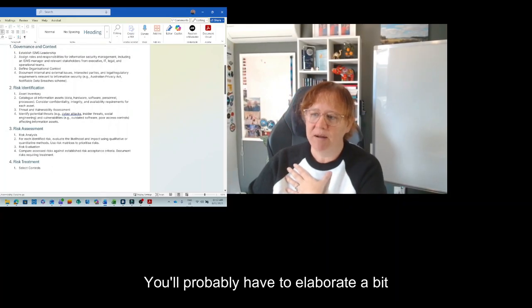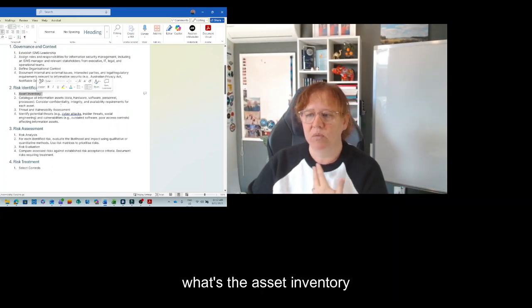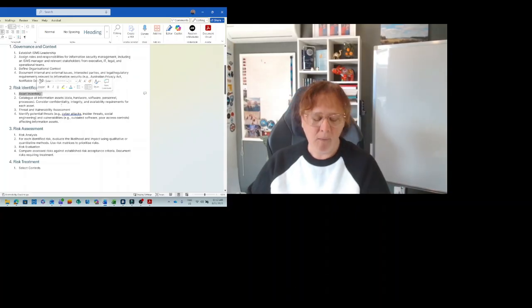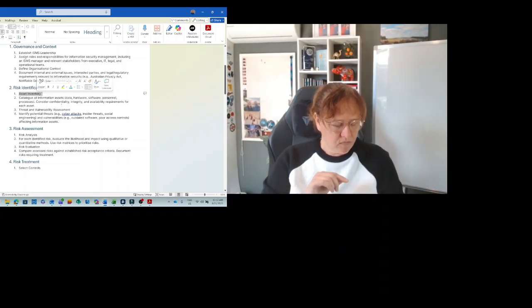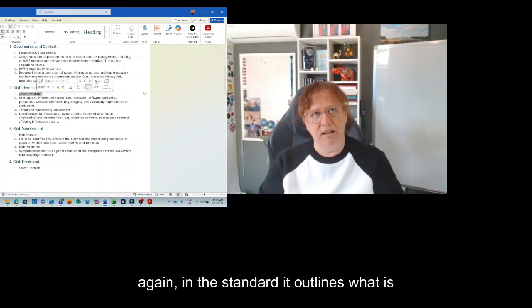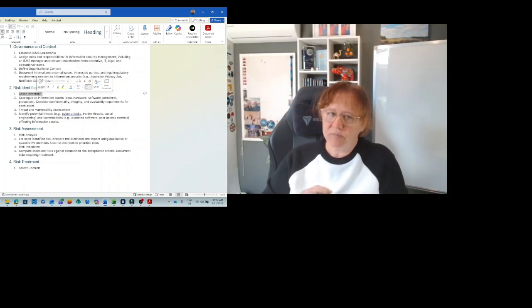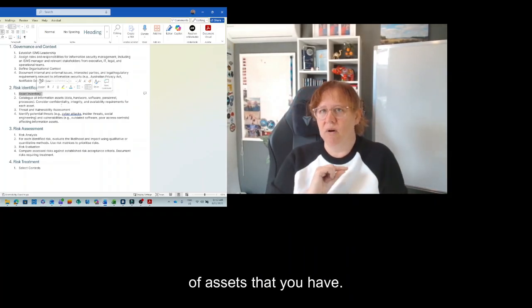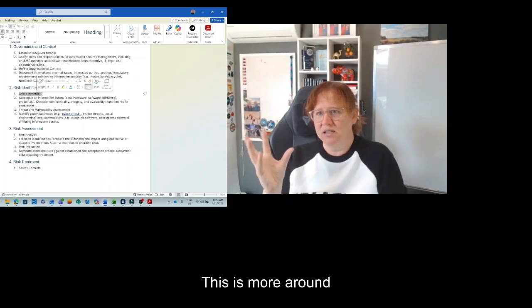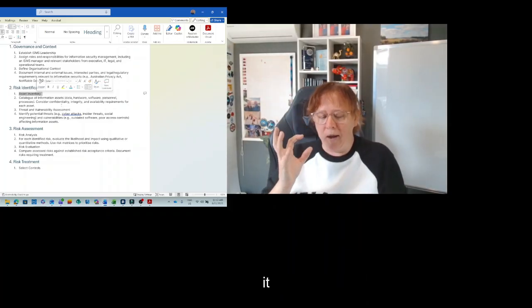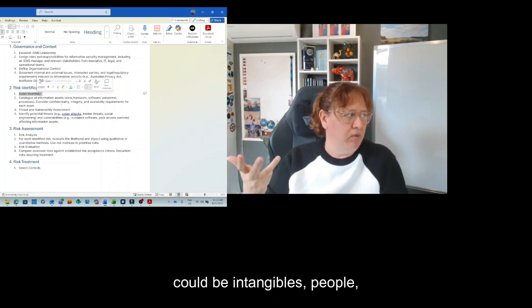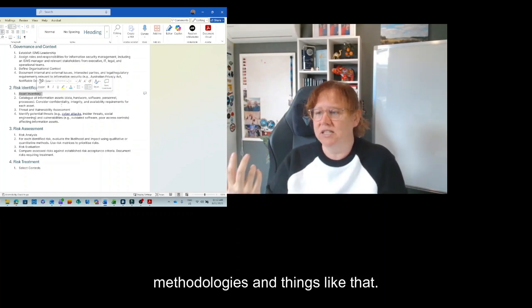You'll probably have to elaborate a bit more on this. I mean, what's the asset inventory? Again, in the standard, it outlines what is expected within the information security asset inventory. This isn't the financials of assets that you have. This is more around, it could be intangibles, people, methodologies and things like that.